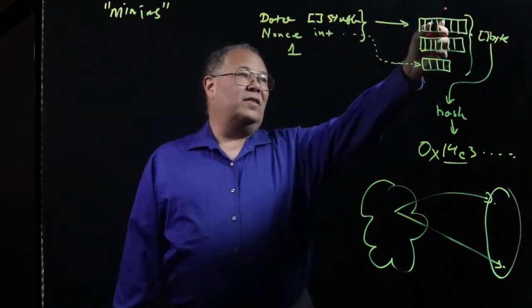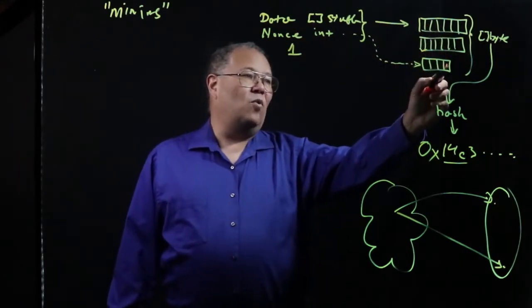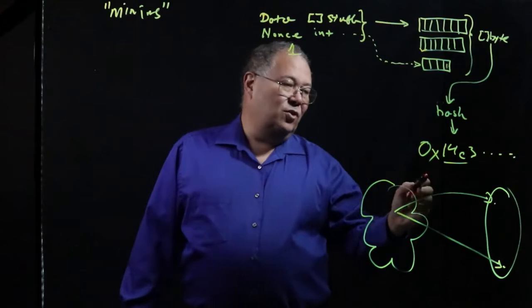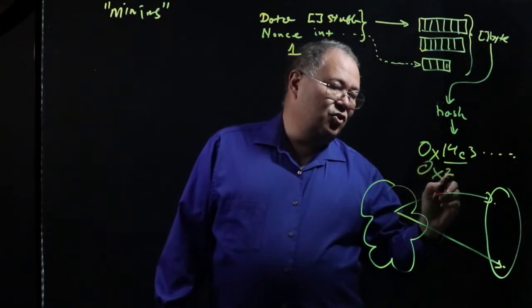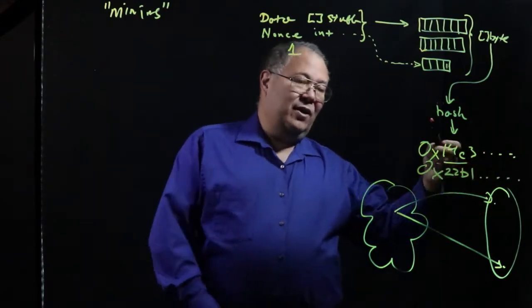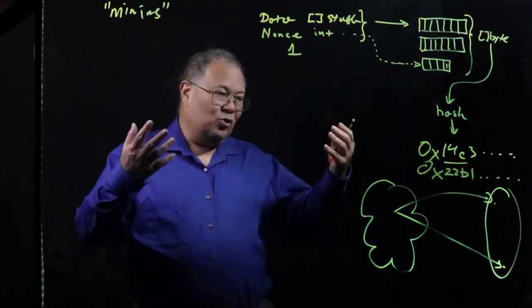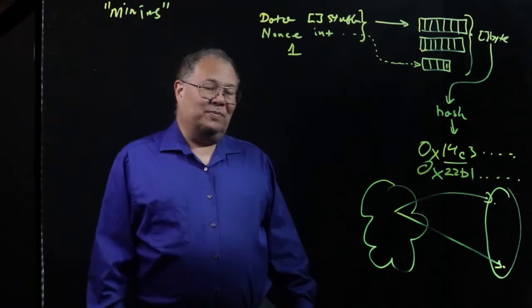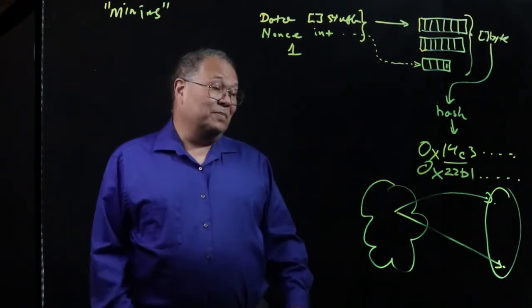We do the same thing. This stuff hasn't changed, but this is now a 1. We serialize it, we hash it, and we get 0x22b1 and the rest of it. And we say, 22b is not zeros. I want zeros at the beginning of this.